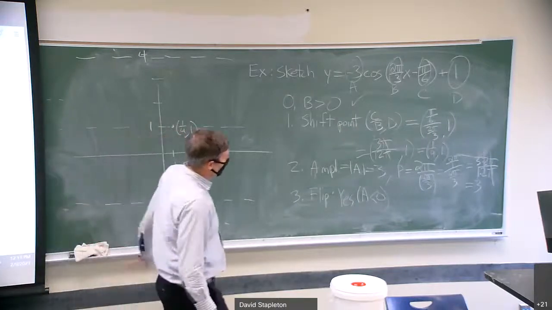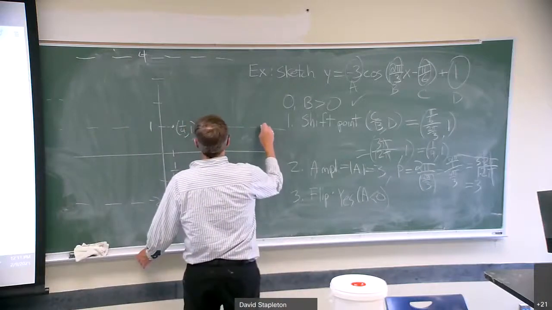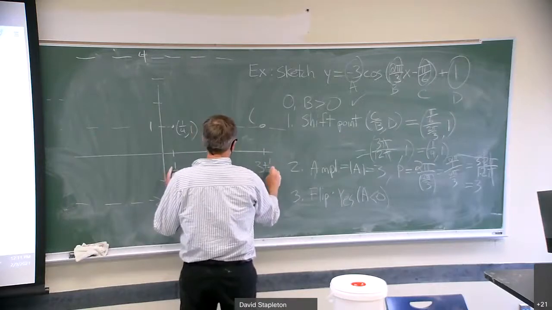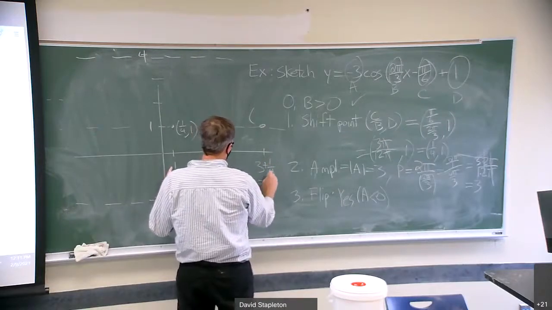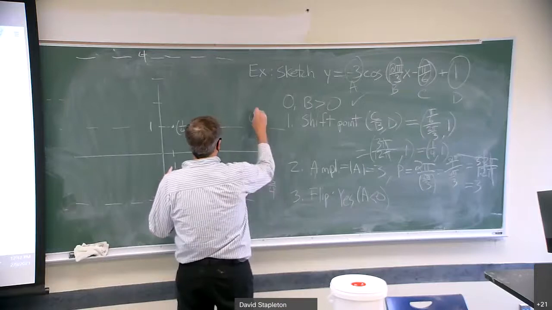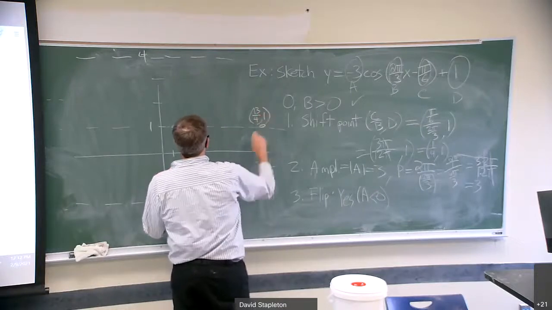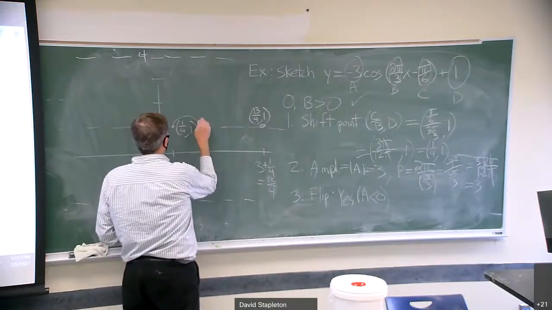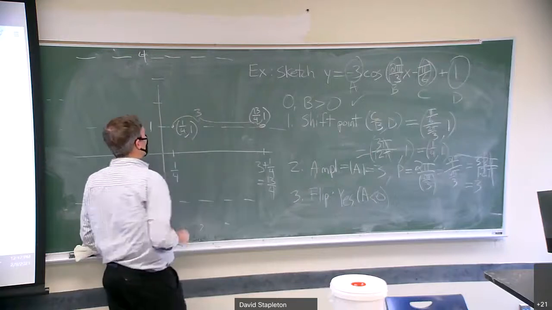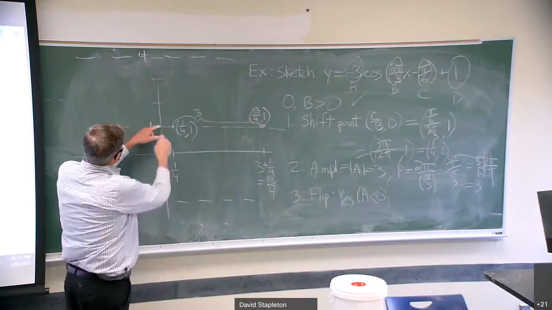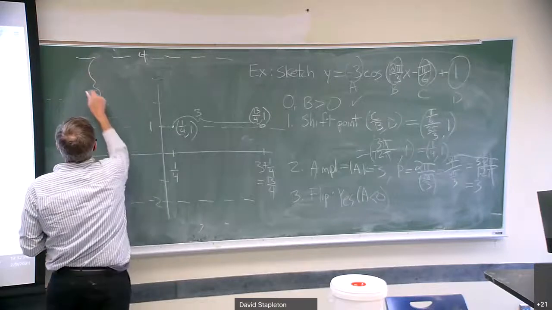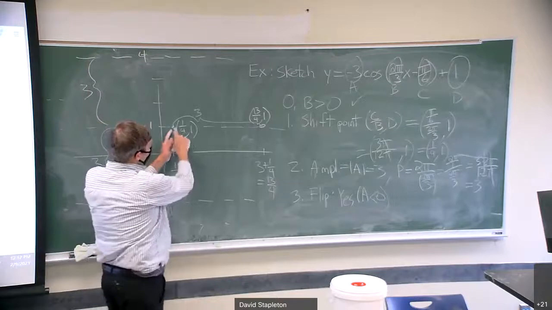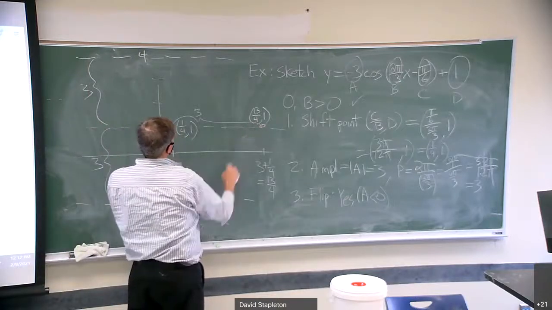The period is 3. So I'm going to get another point out here at 3 plus a quarter, which is 12 quarters plus a quarter, is 13/4. So I get the point 13/4, 1 to go with the point 1/4, 1, exactly 3 units apart, right? So draw the shift point, draw the guidelines, 3 units up and 3 units down. That's the amplitude. This one, the period is 3 also, so we go over 3 units this way.